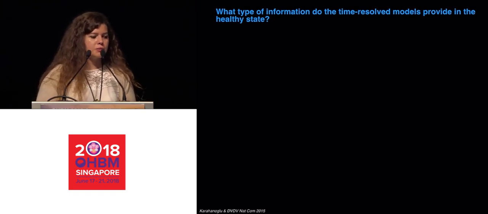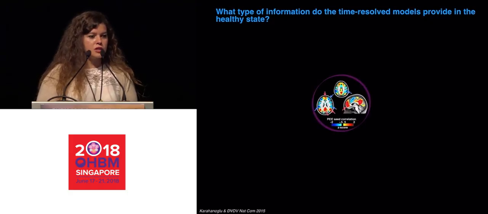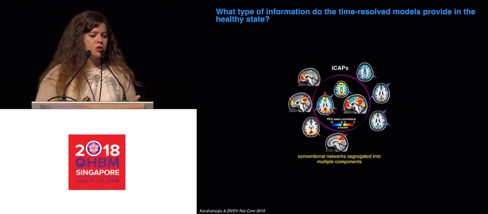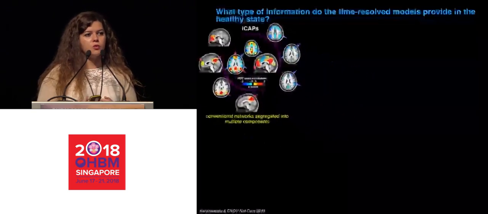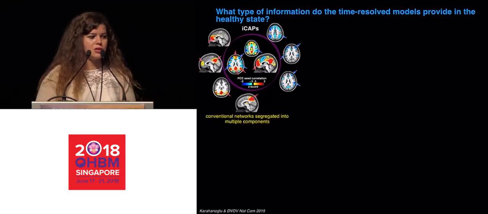I will show you an example from the healthy state first. This is what you would do if you have a PCC-based, seed-based correlation functional connectivity map. You will get the canonical default mode network activity. If you, for example, use ICAPs, instead of getting one network, actually you will get 7 different networks that are somehow representing the default mode network. So that is one thing.